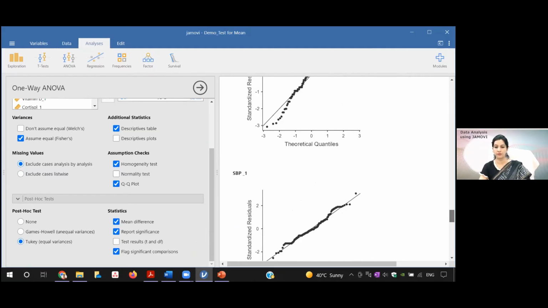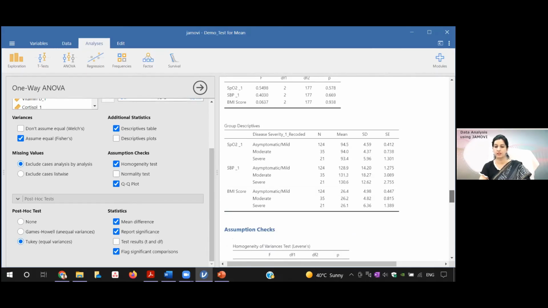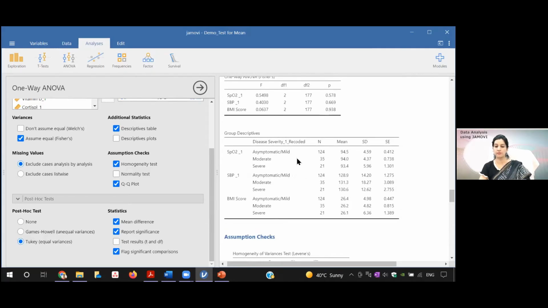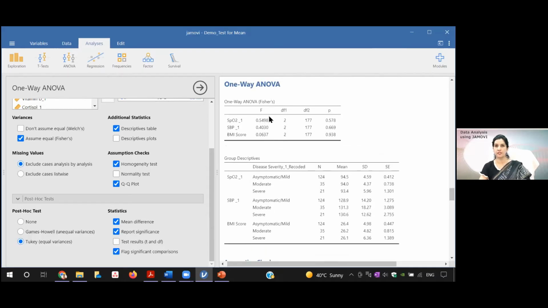So now if you see, this is the assumption check. This is the group descriptive, where you can see the mean value of SpO2 in asymptomatic or mild, in moderate and in severe with its standard deviation. This also you have to report. And then you can see the value of this F statistic with 2 degrees of freedom. One is for the number of groups and this is for the total sample. And here you can see the value of P. So none of the differences was statistically significant.